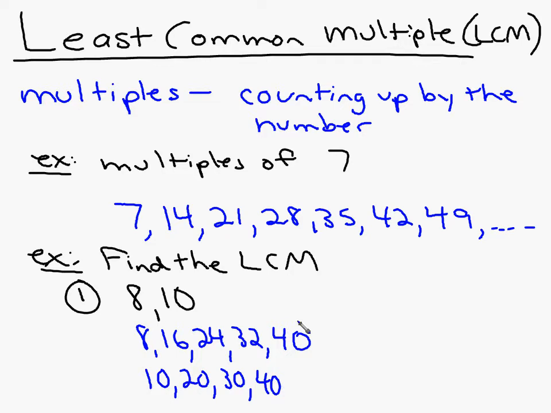The least common multiple is 40 for 8 and 10. That's the smallest multiple that they have in common. And we're going to use that next week as we learn about fractions. Let's do another one. They won't always be that small.